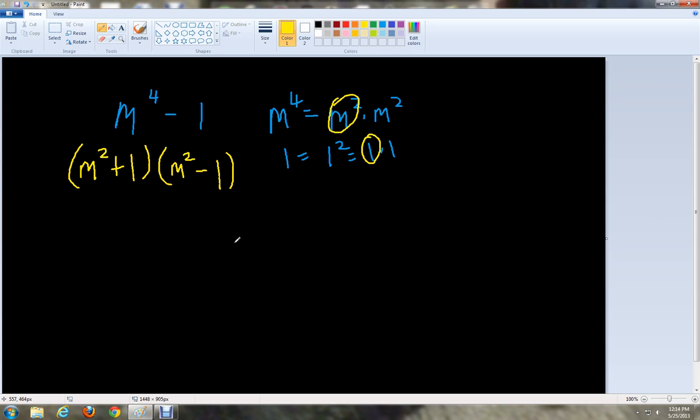So the question here is, are we finished? Well, we look at m squared plus 1. A sum of two squares. I don't think I mentioned this, but this cannot be factored. And so when you have something that cannot be factored, like any kind of polynomial, it is considered a prime polynomial. It's just like a prime number, divisible by 1 and itself. So the only factors for m squared plus 1 are just 1 and m squared plus 1 itself.